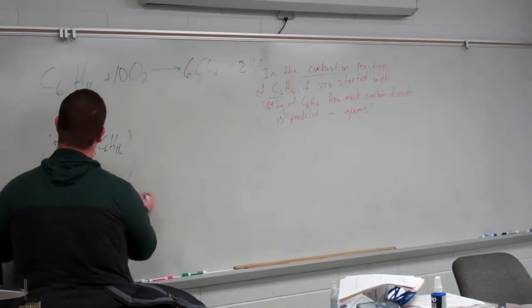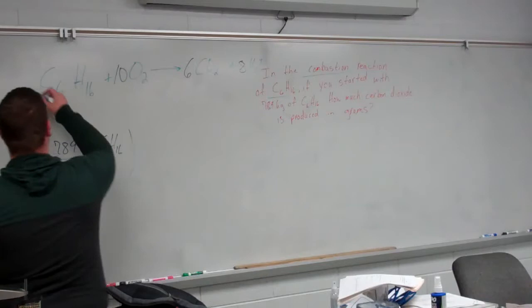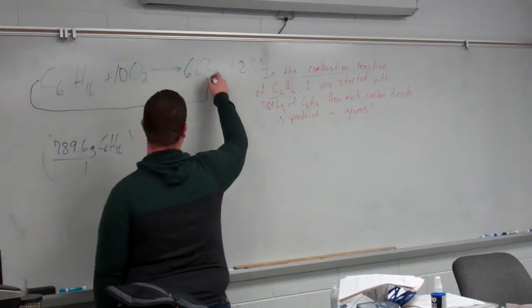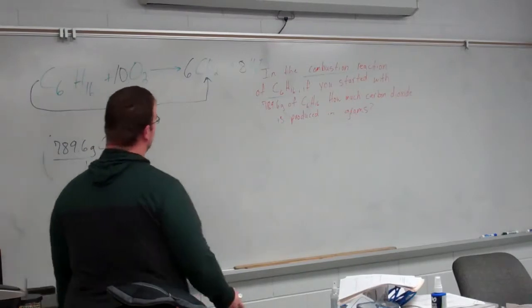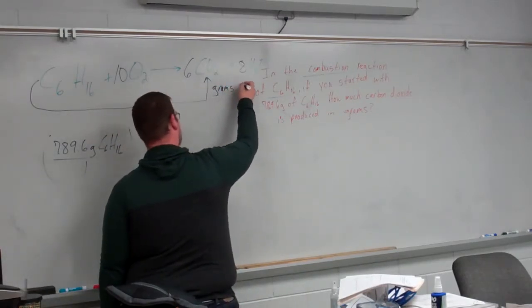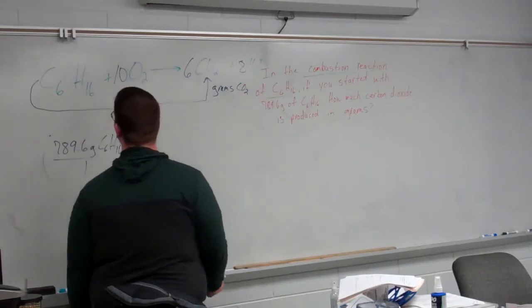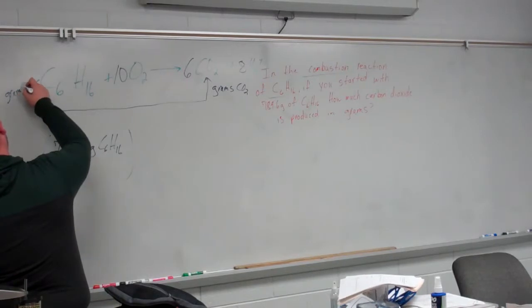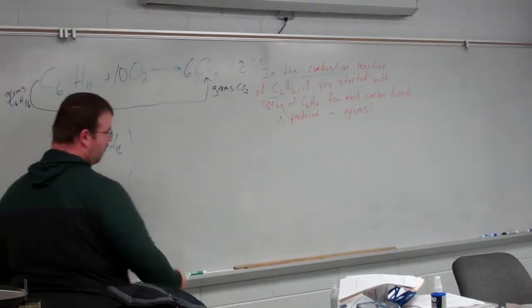Set over 1. Now this is the thing. I'm wanting to go from here, and I'm wanting to go to how much carbon dioxide. So I want to end there. But the key to it is I need grams of carbon dioxide. And I have grams of C6H16. Now here's the problem.